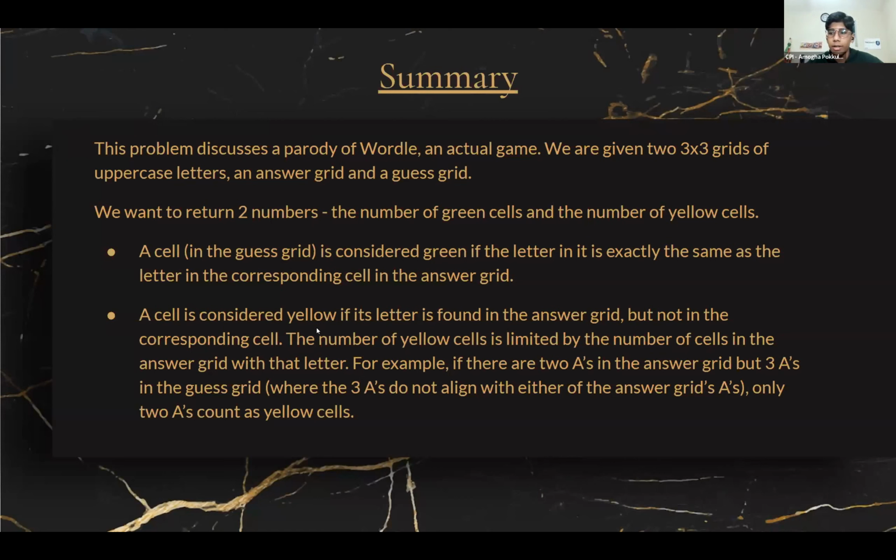So if I have an A in row 1, column 2 of both grids, then that letter is going to be green. A cell is considered yellow if its letter is found in the answer grid, but not in the corresponding cell. The number of yellow cells is limited by the number of cells in the answer grid with that letter. For example, if there are 2 A's in the answer grid but 3 A's in the guess grid, where the 3 A's don't align with either of the answer grid's A's, only 2 A's count as yellow cells.